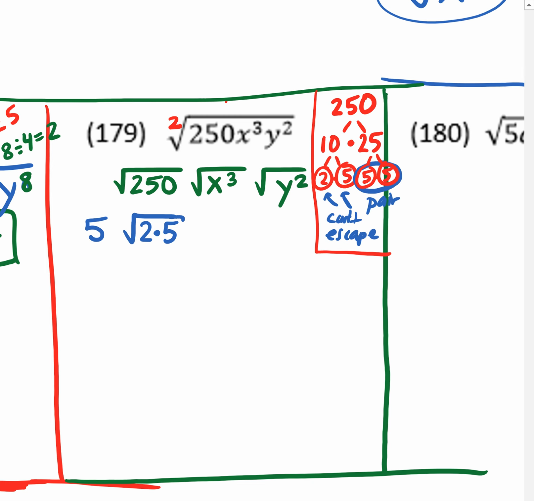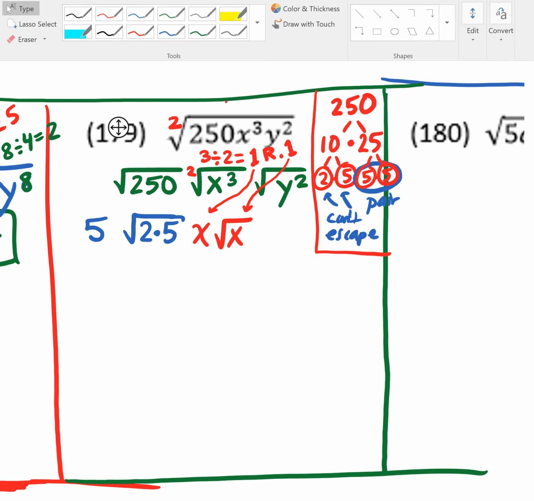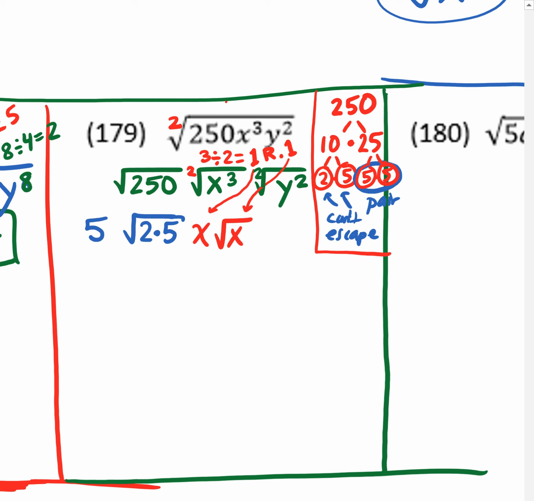Now for the x to the 3rd. This is where we do a similar thing. I'm going to divide the index into the power, dividing the power 3 by 2. Well, 2 doesn't go into 3 evenly, but it goes in once with a remainder of 1. That means there's going to be 1 x outside and 1 x inside. Remember, the number of times it goes in is how many get to escape. The remainder is how many have to stay in. That's how I kind of remember it. And then same for the y. The index is 2, so I'm dividing the power 2 by 2. It goes in evenly, so it'll be y to the 1. No remainder, so there's no need for a y inside the root.